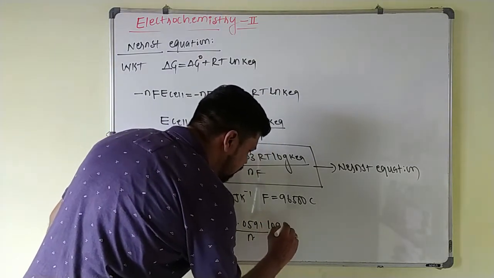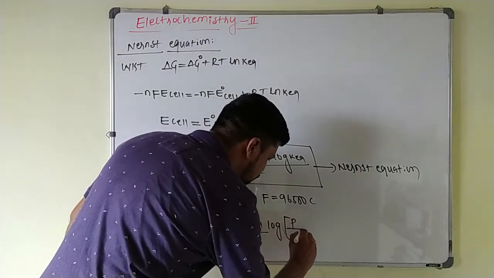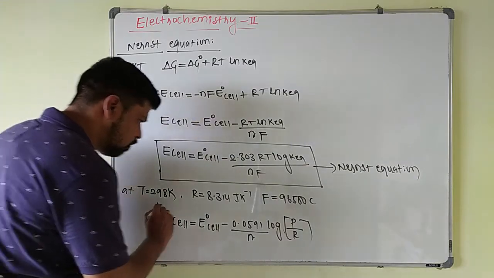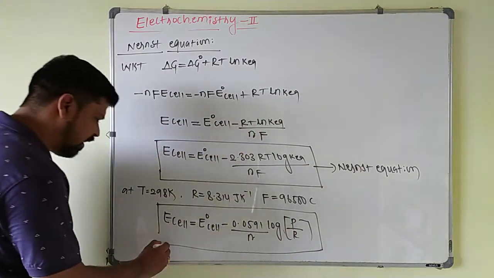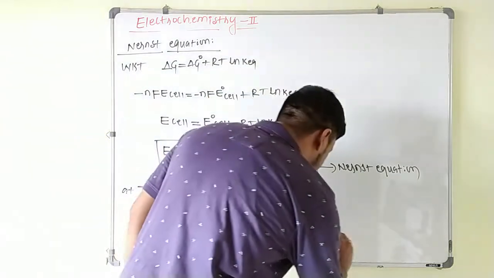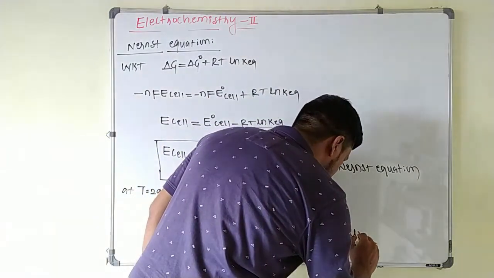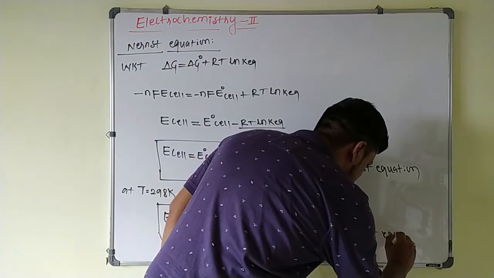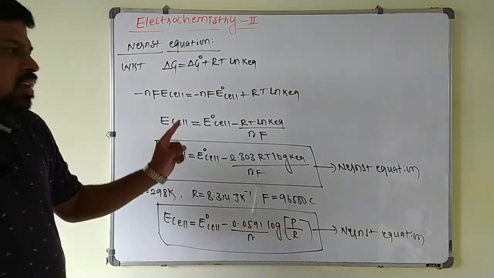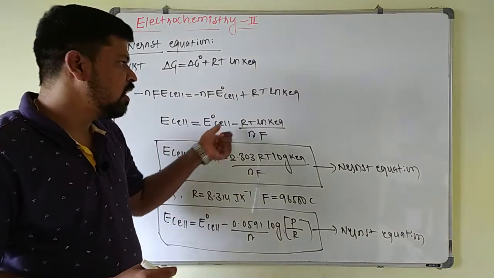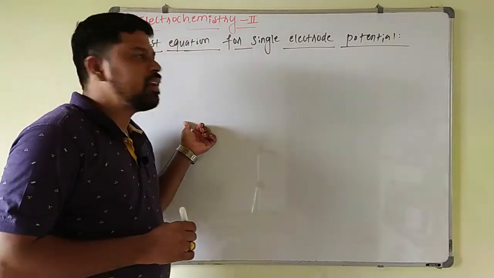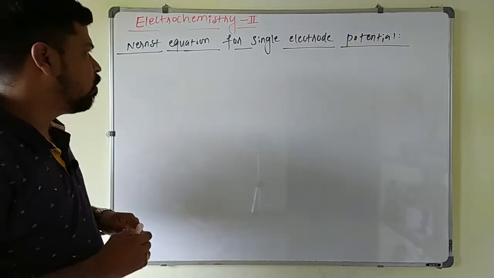What is K equilibrium here? Concentration of product divided by concentration of reactant. So at 298 Kelvin or 25 degrees Celsius, Nernst equation can be written like this also. So this is your Nernst equation. Now we will apply this Nernst equation to the single electrode potential as well as to the Daniell cell, that is galvanic cell. Now we will apply this Nernst equation for single electrode potential.